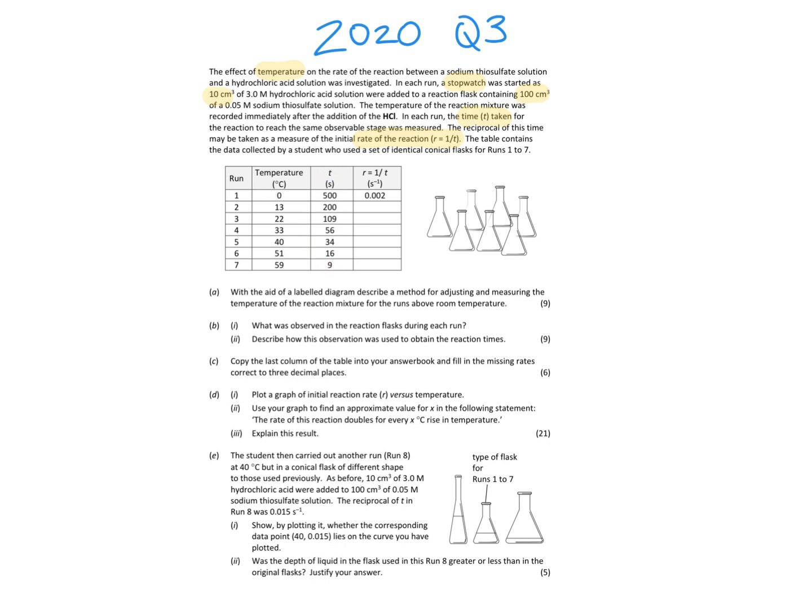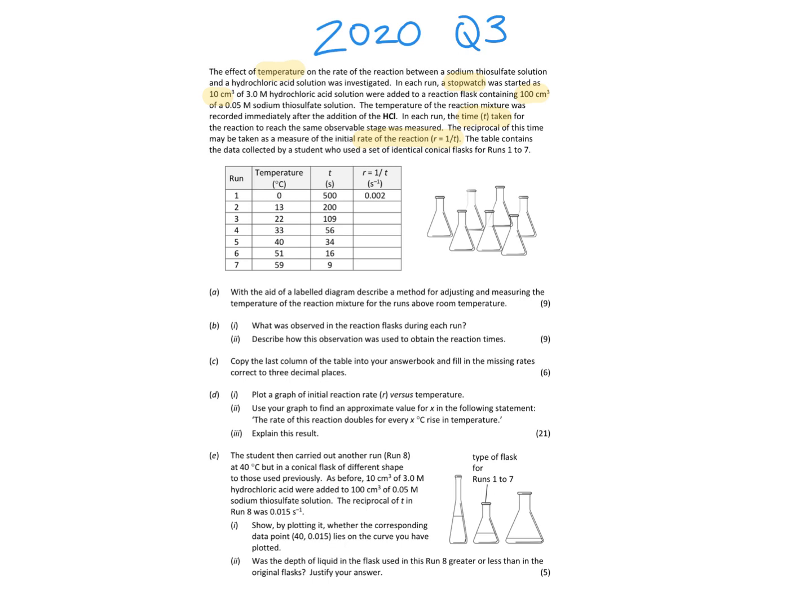So if we take a look at the data that we have, we can see as the temperature is going up, the amount of time that it is taking for our solution to come to the same observable level is decreasing. Now, the observable level would be how long it takes for an X to be obscured on a sheet of paper, as I have shown previously in this video. So let's read the questions and see what they're asking.